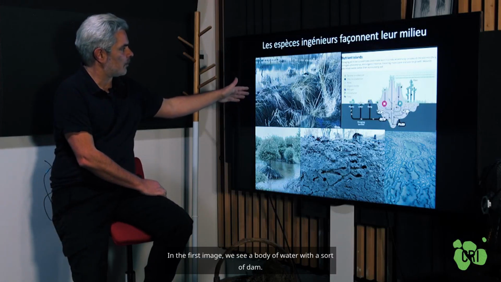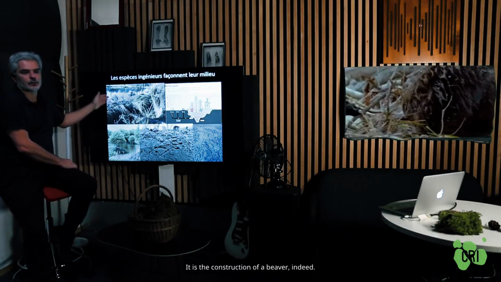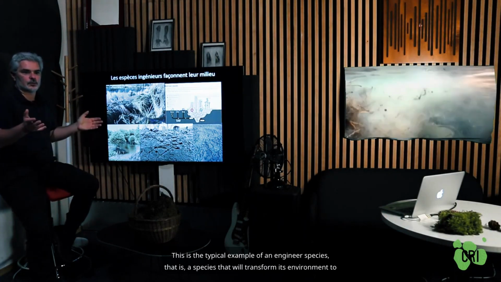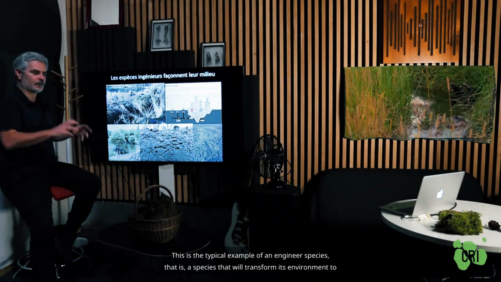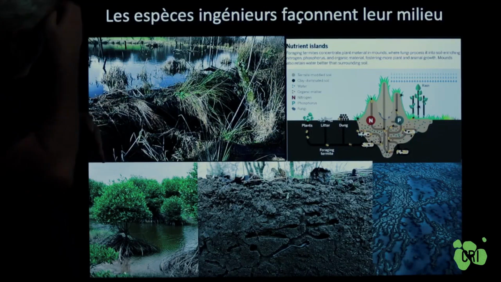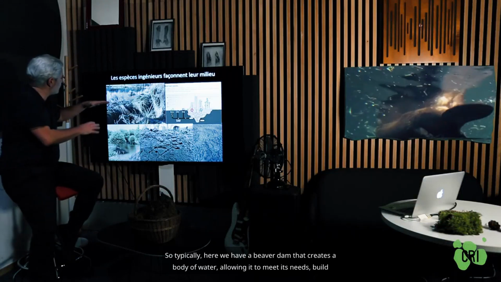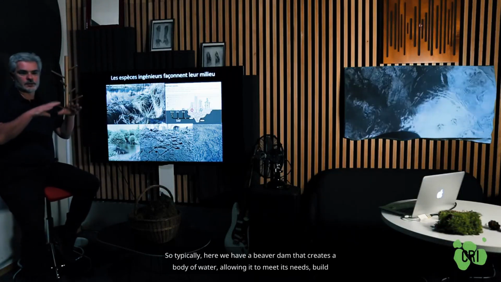In the first image, we see a body of water with a sort of dam. It is the construction of a beaver indeed. This is the typical example of an engineer species, that is, a species that will transform its environment to adapt it to its needs. So typically here we have a beaver dam that creates a body of water, allowing it to meet its needs, build its lodge, etc.